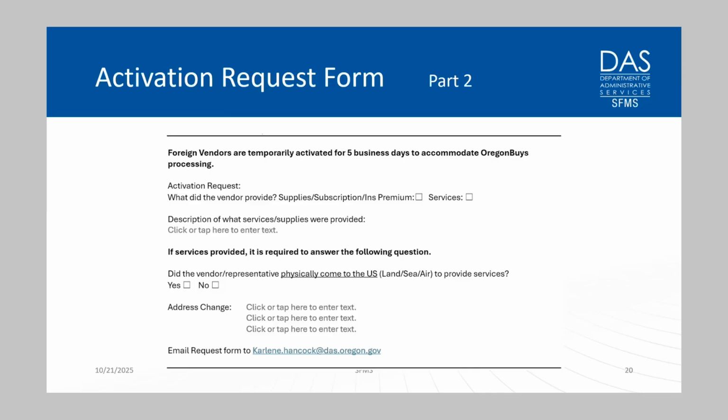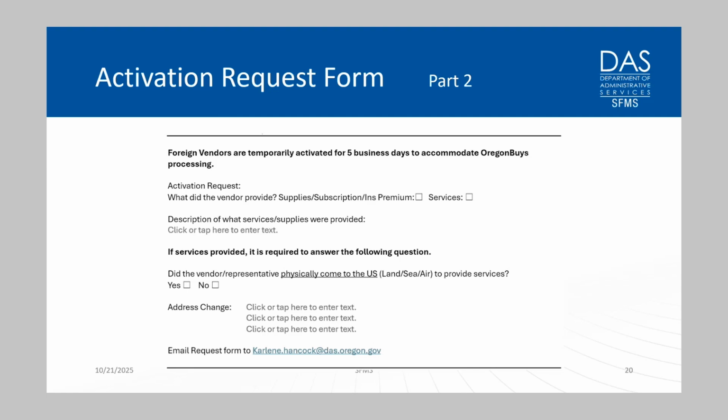We need to know, what did the vendor provide? Did they provide supplies? Is this a subscription that you're paying for, or is this insurance premiums? Then you're going to click that within that little box. Or did they provide services? If they provided services, click that box.